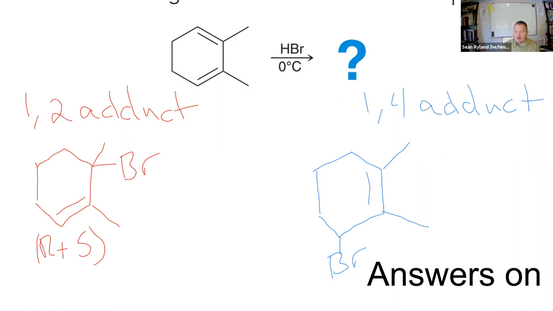And did we make something with four unique things attached to it again? Yeah. So the two carbons that have the methyl groups only have three things attached to them. They're both still trigonal planar, but the carbon at the bottom that we added the bromine to now has four unique things attached to it. So R plus S.